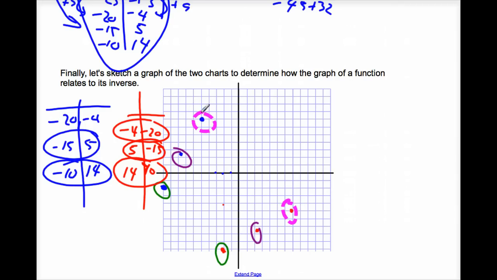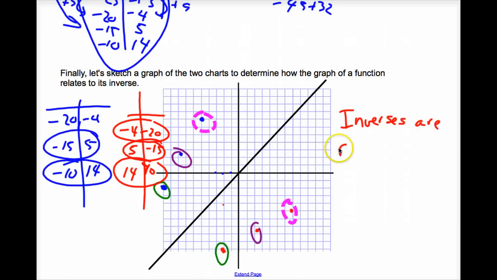Those are inverses. Well, there's a relationship between inverses graphically. And in geometry, you talk about certain reflections, but you don't emphasize the reflection that these points represent, and here it is. These points are reflected over y equals x. That's important to note. Okay? Inverses are reflected over the line y equals x.